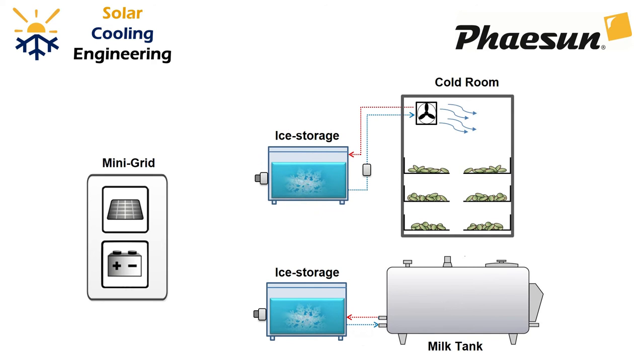But how do we combine and connect the ice storages to the mini-grid? First of all, we need to know the energy availability, how many hours per day we can use energy from the mini-grid, and what is the maximum power that we can use. Once we know this, we combine it with a smart control. Let's have a look at how this works.